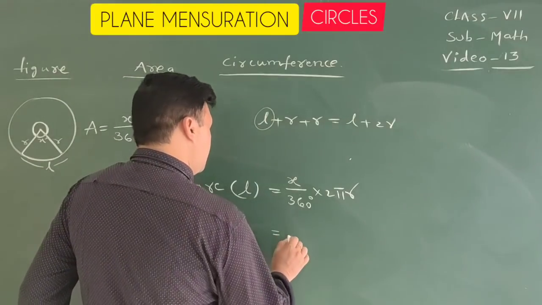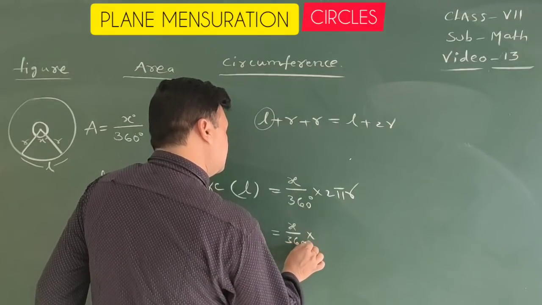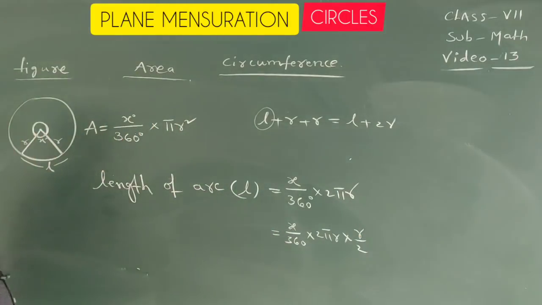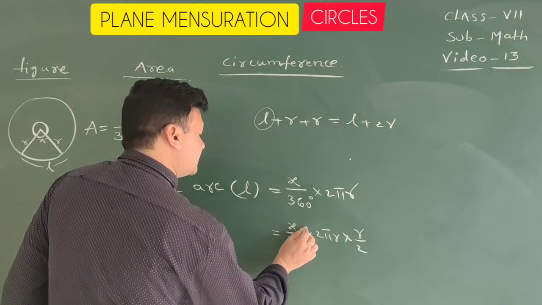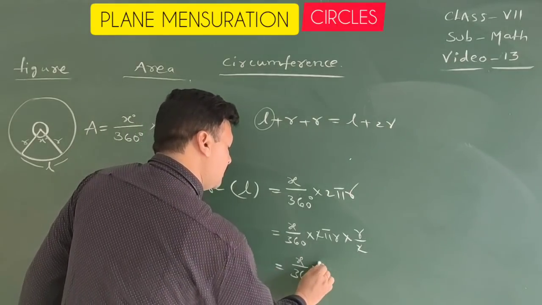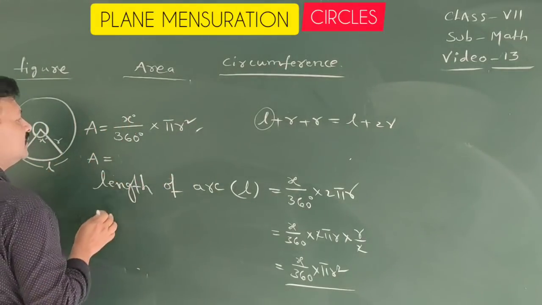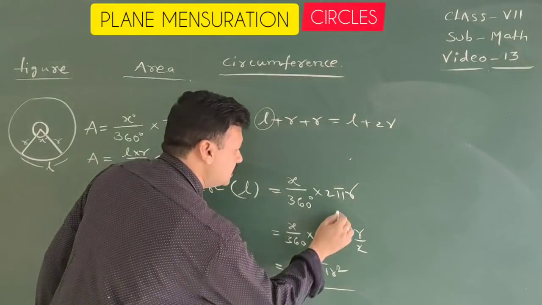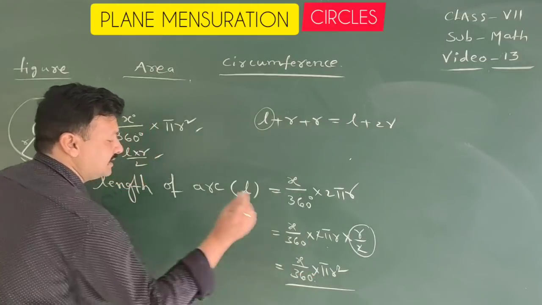So here L is x by 360 into 2 pi r. Now here x by 360 into 2 pi r into r by 2. Consider here, x by 360 and 2 get cancelled. X by 360 into pi r square is nothing but the area. Area equals L into r by 2. Here the length is multiplied with r by 2, then we will get the area of the sector.